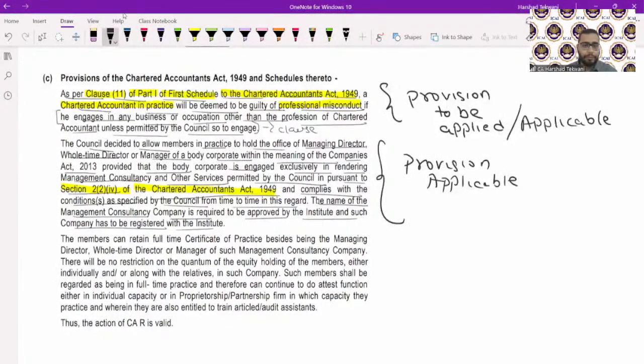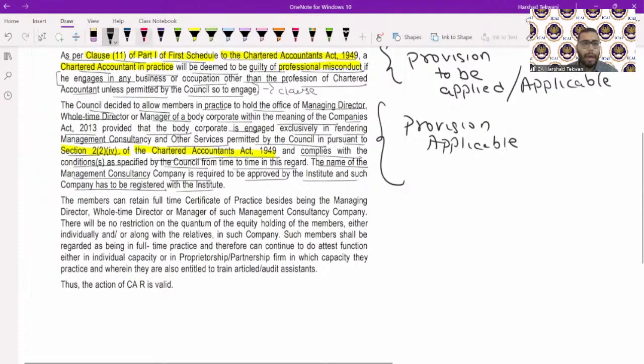Now, I'll explain further based on the above two provisions. The member can retain a full certificate of practice besides being managing director, whole-time director, or manager of such a management consultancy company. There will be no restriction on the quantum of equity holding of the member, either individually or along with relatives in such a company. Such members shall be regarded as full-time in practice, and therefore can continue to do so.